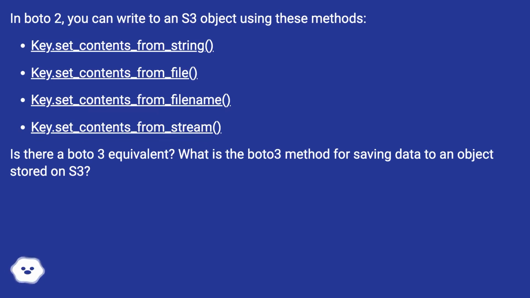Key.set_contents_from_string. Key.set_contents_from_file. Key.set_contents_from_filename. Key.set_contents_from_stream. Is there a boto3 equivalent? What is the boto3 method for saving data to an object stored on S3?